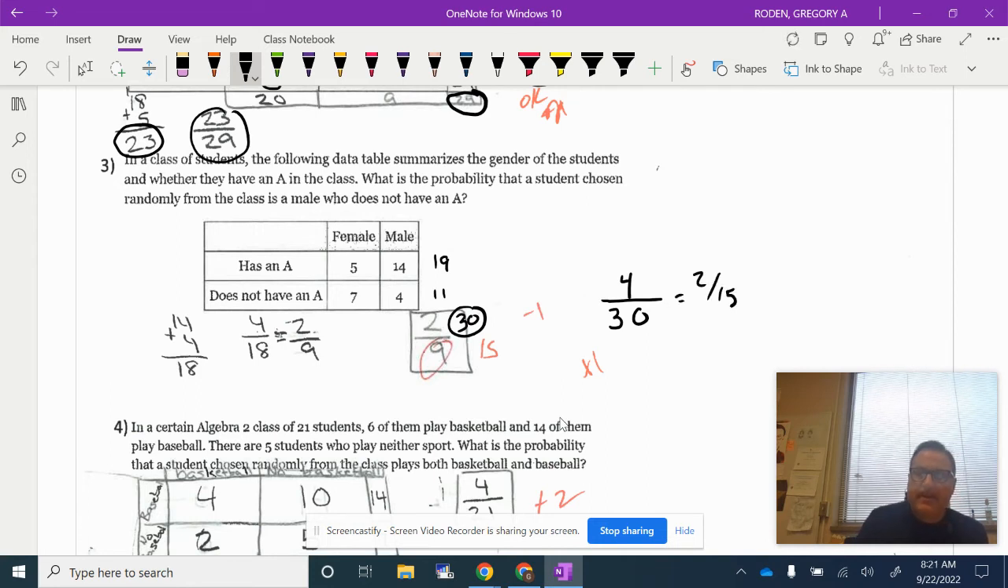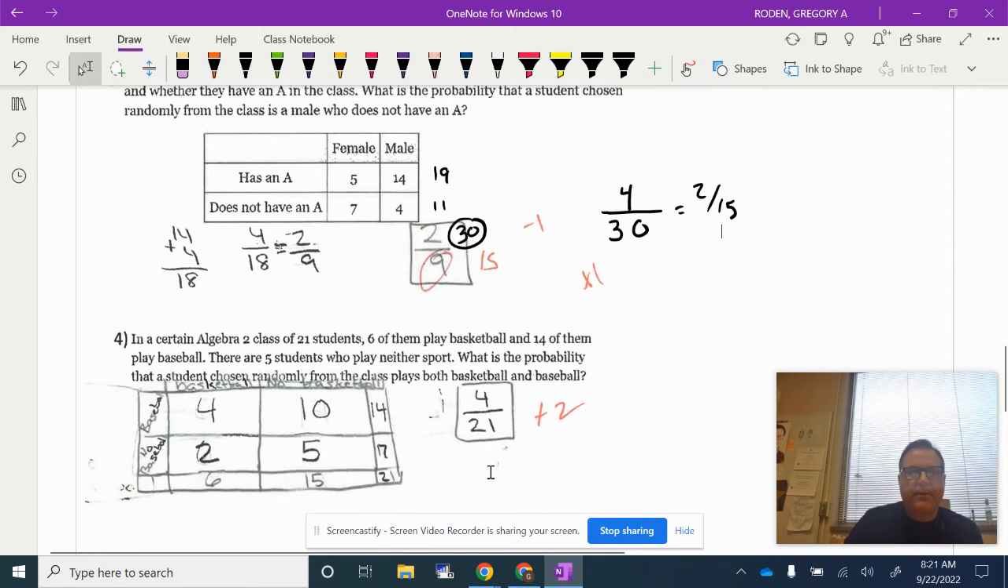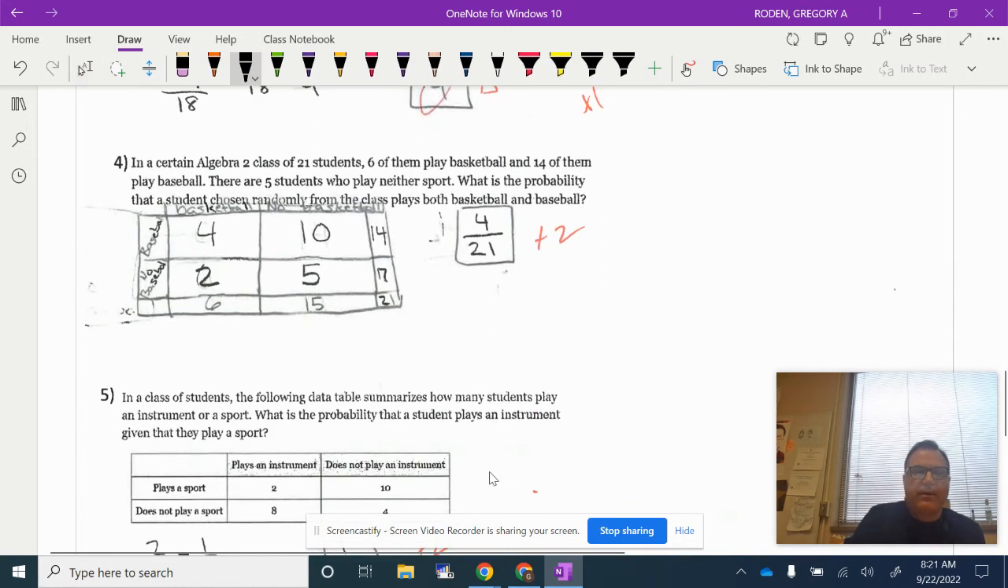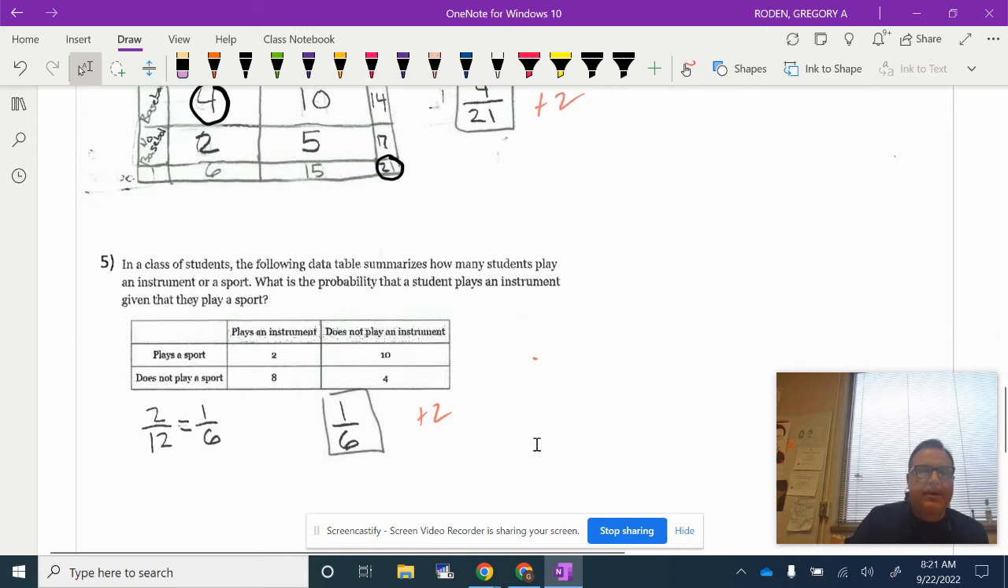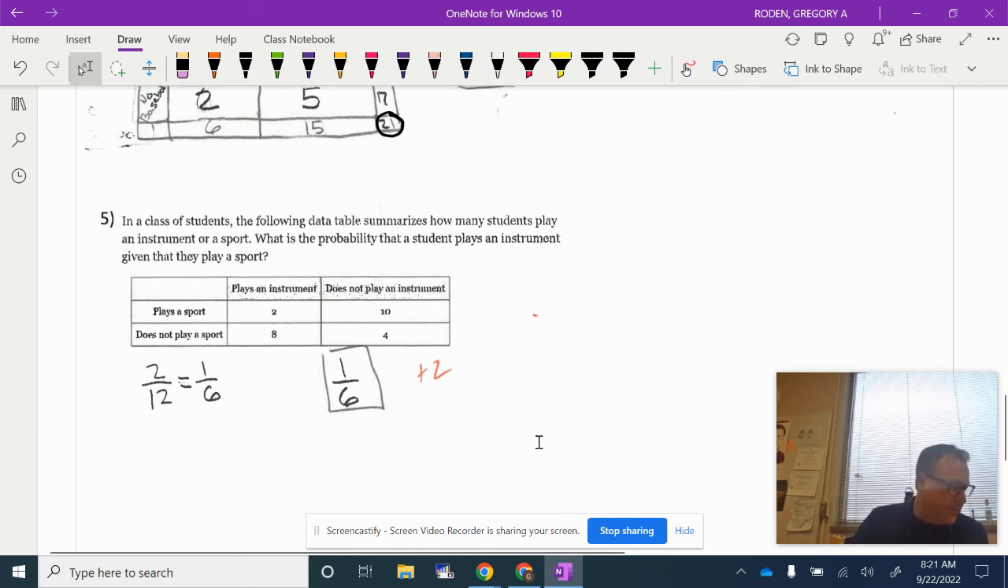Okay. All right. So the next one, again, it's good to have those columns here. So you have 21, and this is asking for how many out of 21 was basketball, which was 4. So 4 out of 21 is your answer. Plays basketball and baseball. So there you go. There's the 4 for basketball and baseball out of 21. And the last one is just going to be, let's see here.